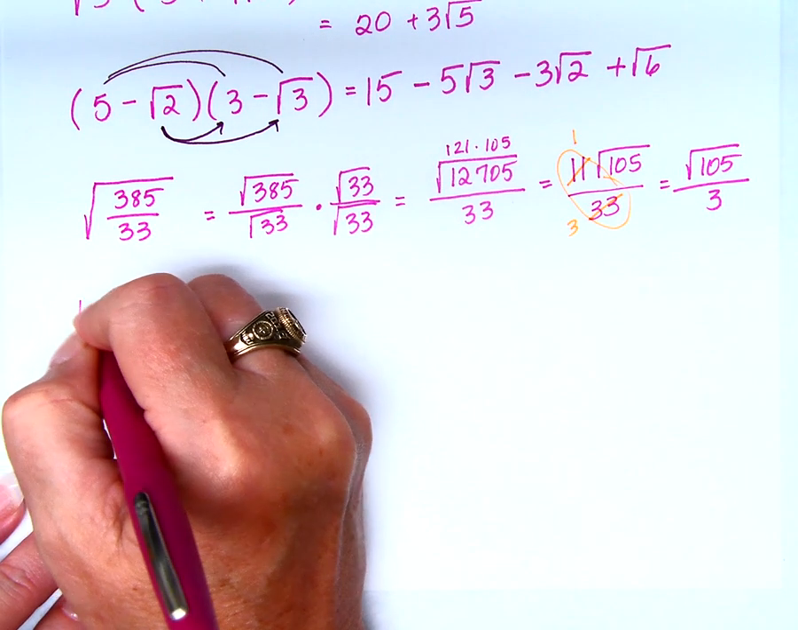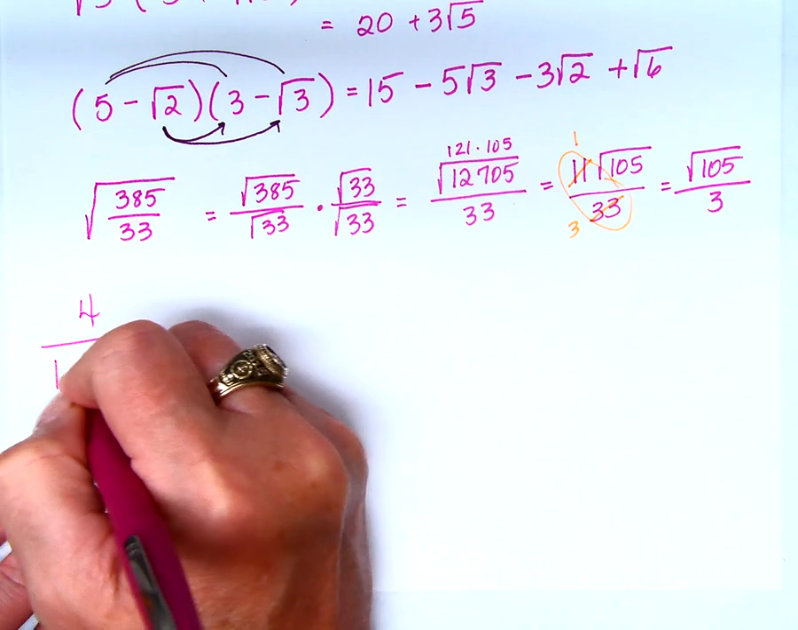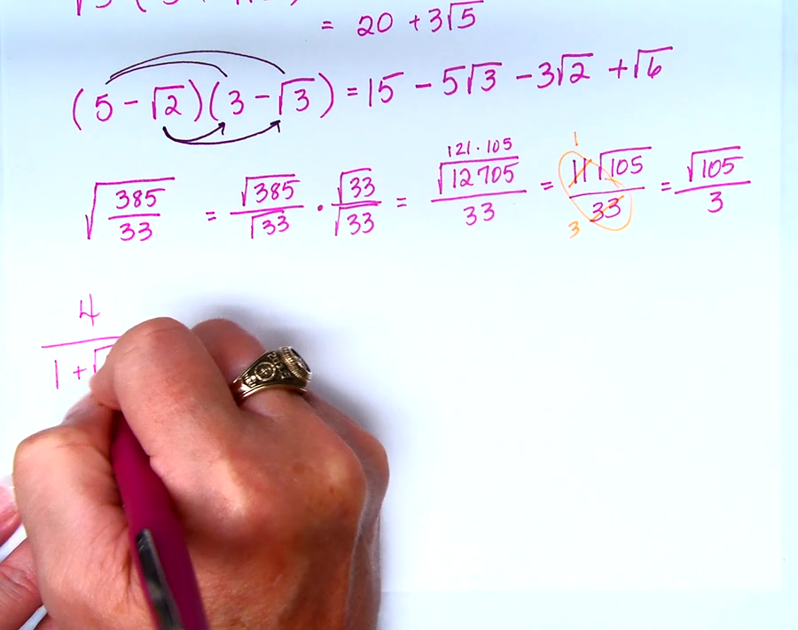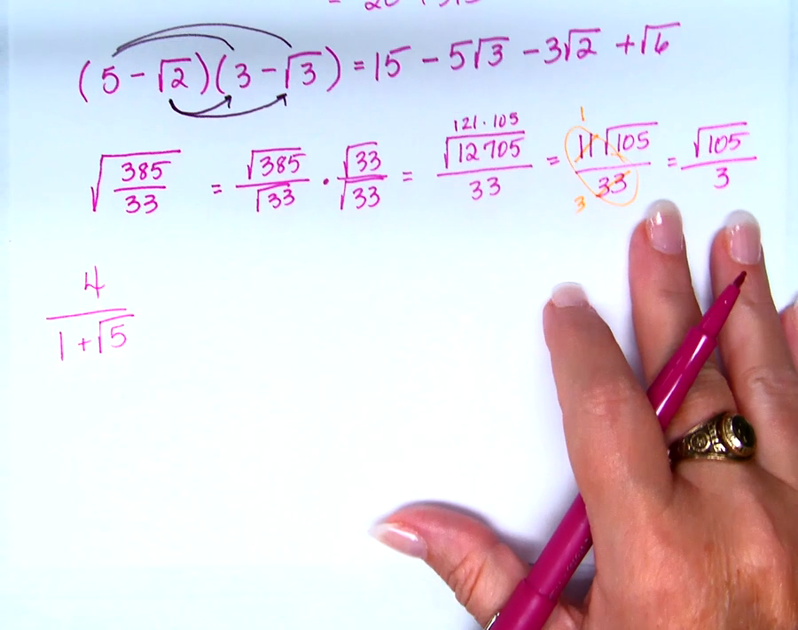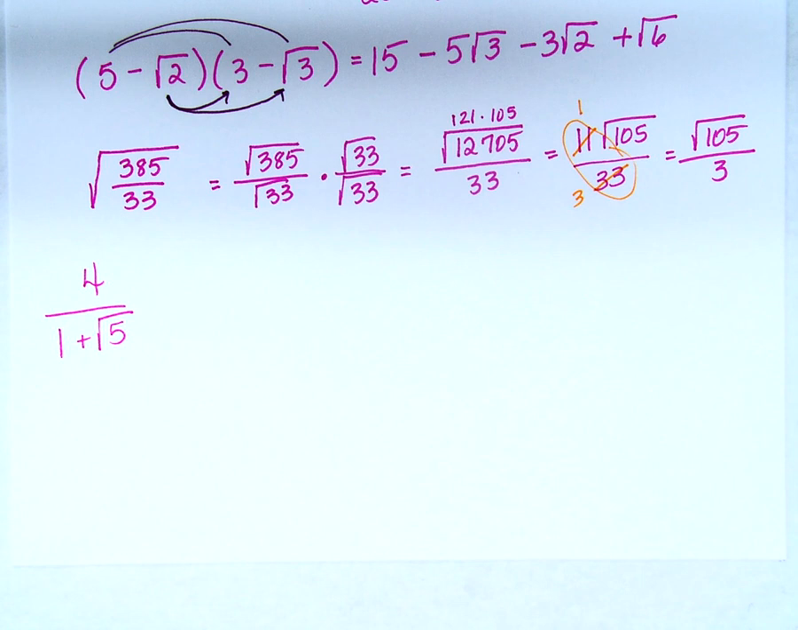So it could look like this. 4 over 1 plus the square root of 5. So first of all, tell me the problem. I have a square root in the denominator, and that's not allowed.